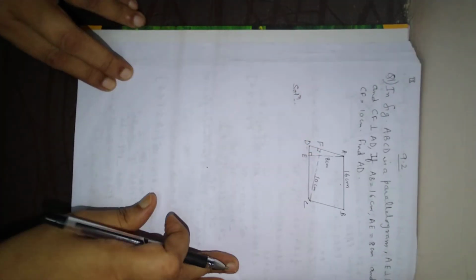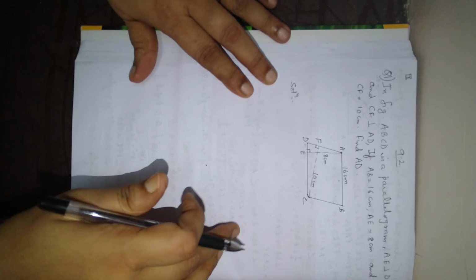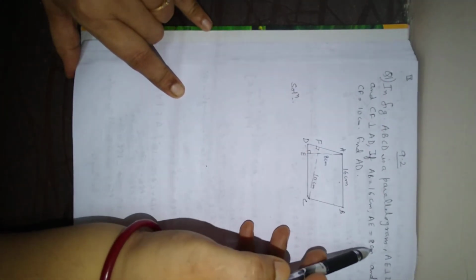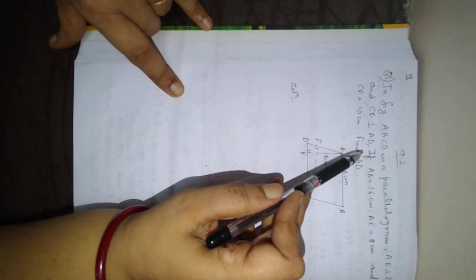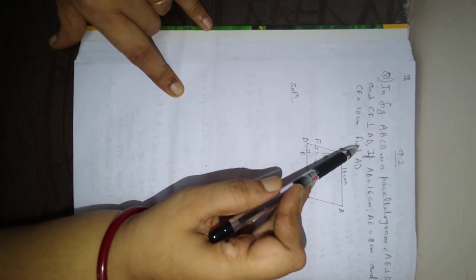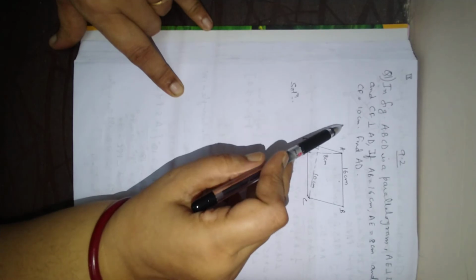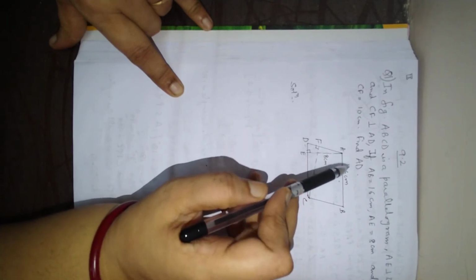Next, see question number 1 of exercise 9.2. Here the question is, in the figure ABCD is a parallelogram. AE is perpendicular to DC and CF is perpendicular to AD. If AB equals 16 centimeters, AE equals 8 centimeters and CF equals 10 centimeters, find AD.